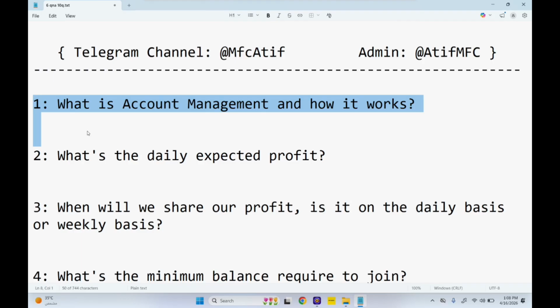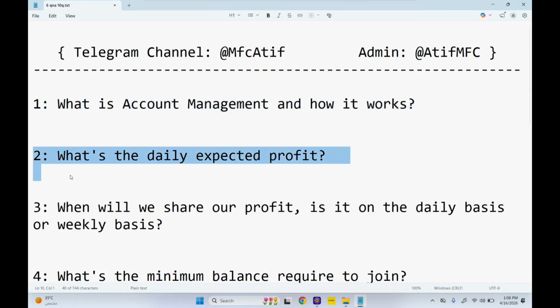I have been trading since 2016 and I have a lot of experience in trading. I am a professional trader and I use some premium tools and indicators that help me to find sniper and safe entries. So guys, getting my account management service can be one of the best options for you to achieve safe and consistent profits. And question number 2 is what's the daily expected profit?